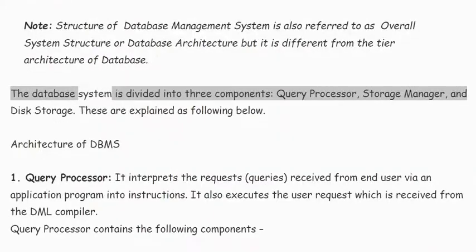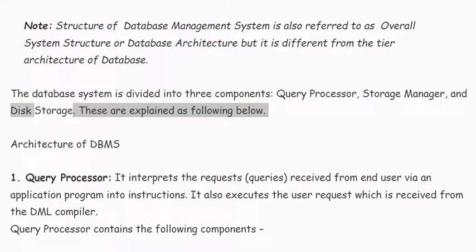The database system is divided into three components: query processor, storage manager, and disk storage. These are explained as following below. Architecture of DBMS.